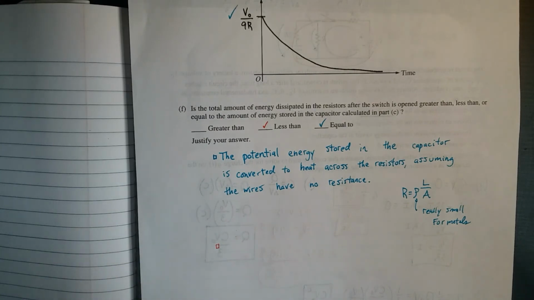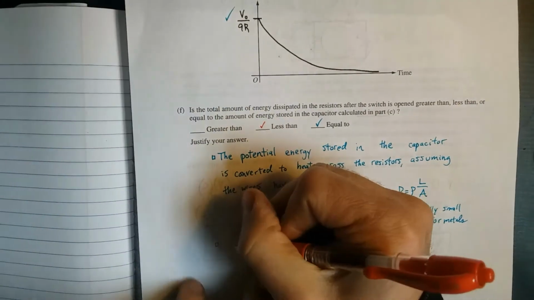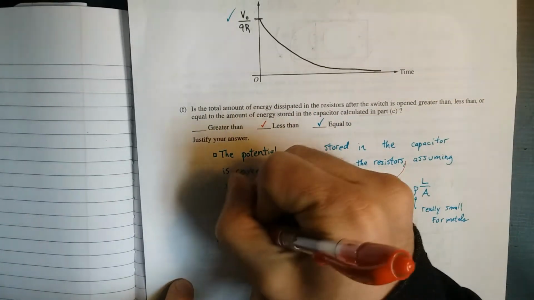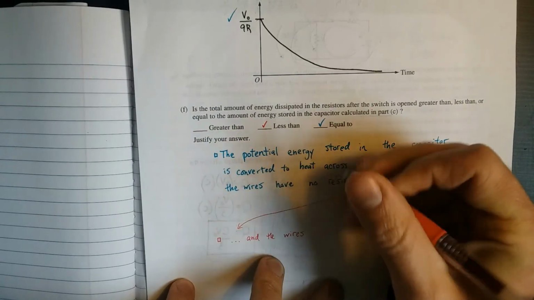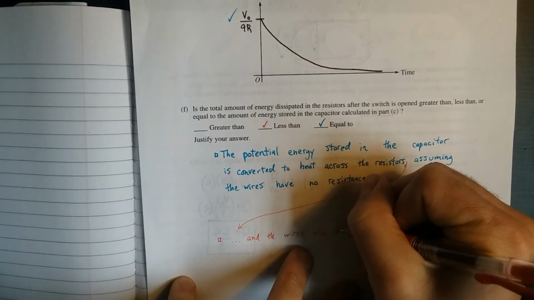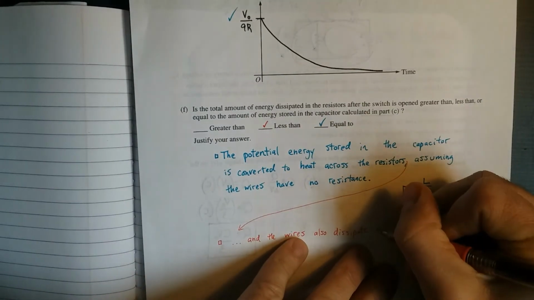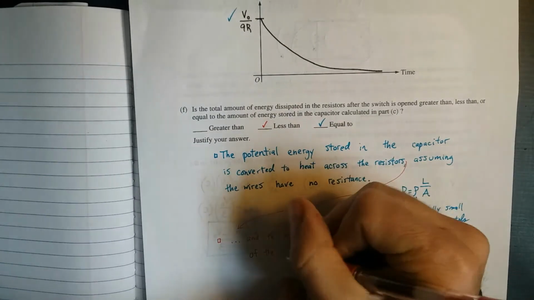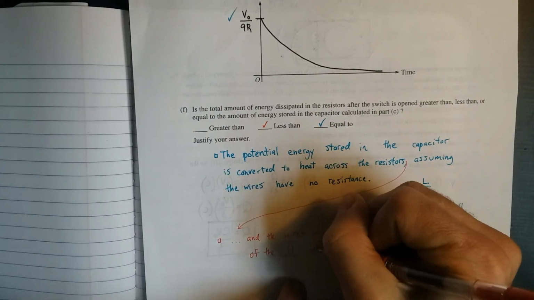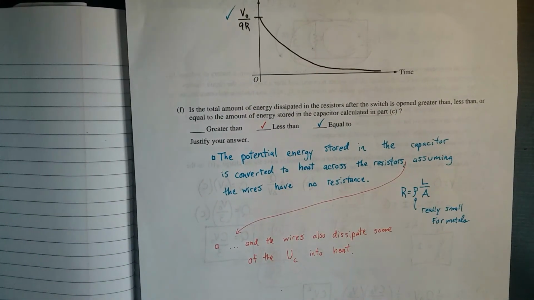Because you might say the potential energy stored in the capacitor is going to heat across the resistors, and the wires also dissipate or turn into heat energy, so the sum of the UC goes into heat. So both were acceptable there, watching where that potential energy stored in that capacitor is going.